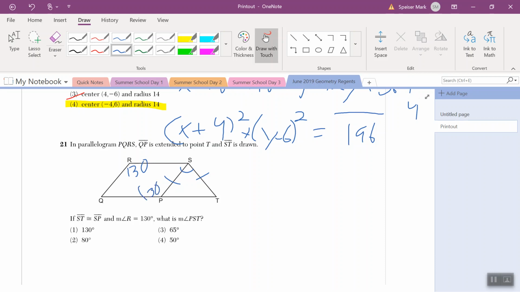Since PQRS is a parallelogram, opposite angles are congruent. Since angle SPT forms a linear pair with SPQ, this is 50. And since SPT is an isosceles triangle, this is also 50. The sum of all those angles has to be 180. 50 plus 50 is 100, making angle PST, the vertex angle, 80 degrees.